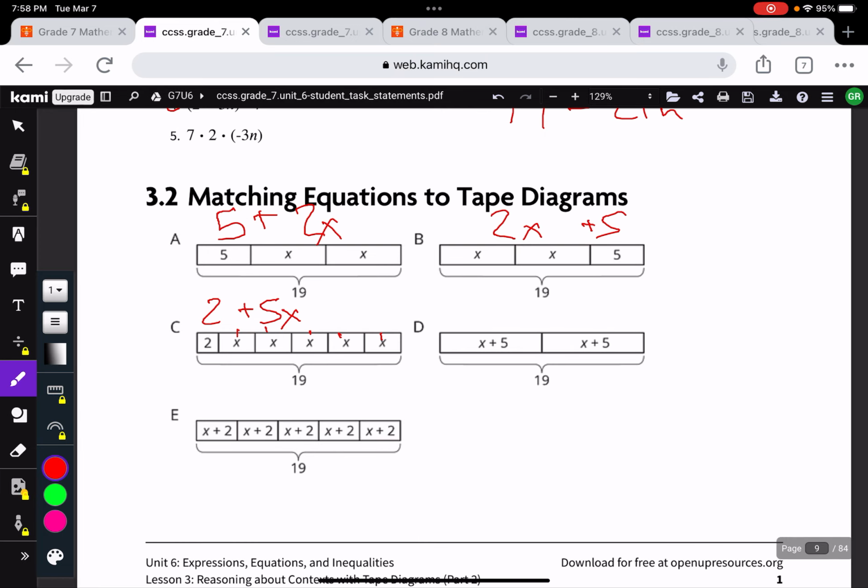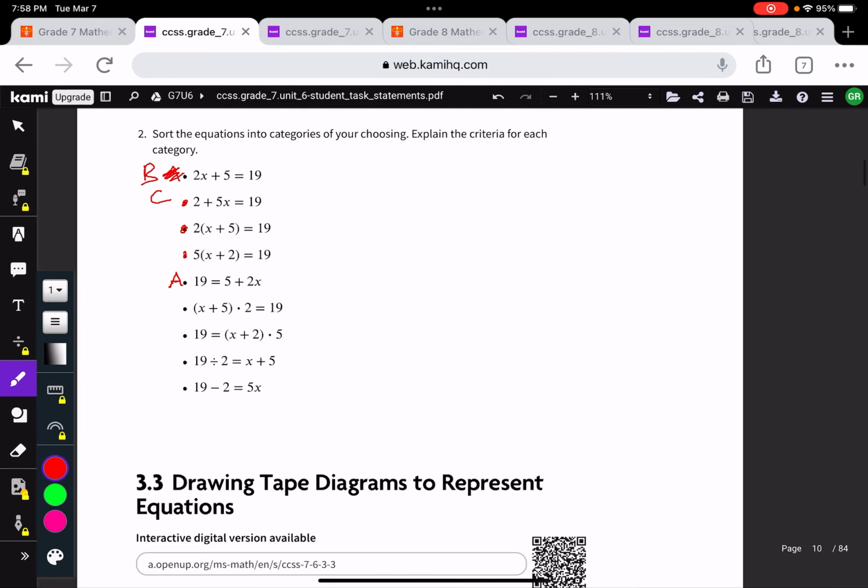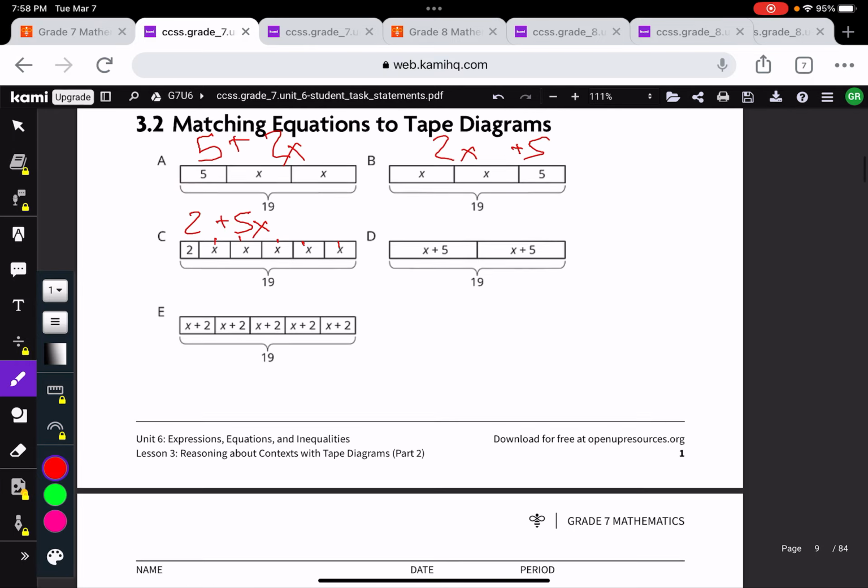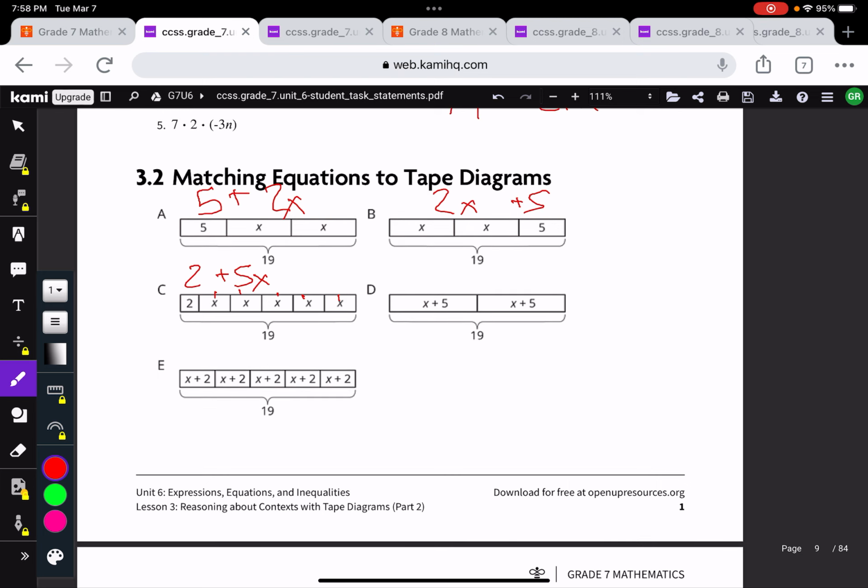Letter D, I have x plus 5 and I have x plus 5. So I look down here. Do I see x plus 5 plus x plus 5? No. It doesn't say that. What that actually means, though, is I have 2 x plus 5s. Or you could say, there's an x and there's an x. There's 2 x's, and there's a 5, and there's a 5, which is 10. That's also equal to 19. Guess what? This equation and this equation are the exact same thing.